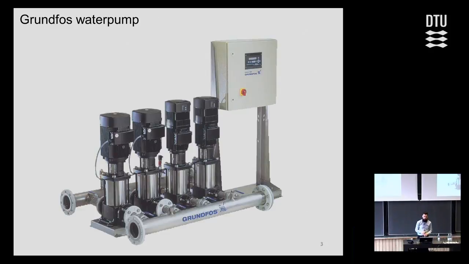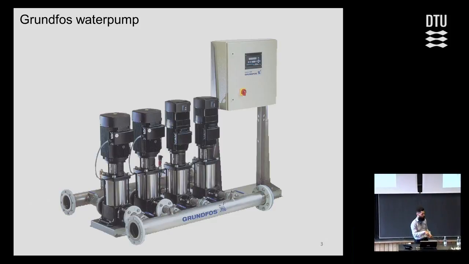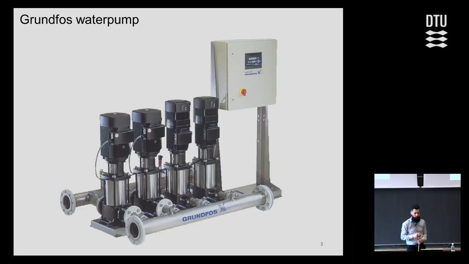Here is an example of a product from an original equipment manufacturer. This is a booster pump from Grundfos, and the motors, the 4 black items on top of the product, is something that they purchase, as far as I know, from suppliers, and also the electrical components in the box up on the right-hand side, while some of the metal components is something that is produced in-house. So this is an example of an original equipment manufacturer.